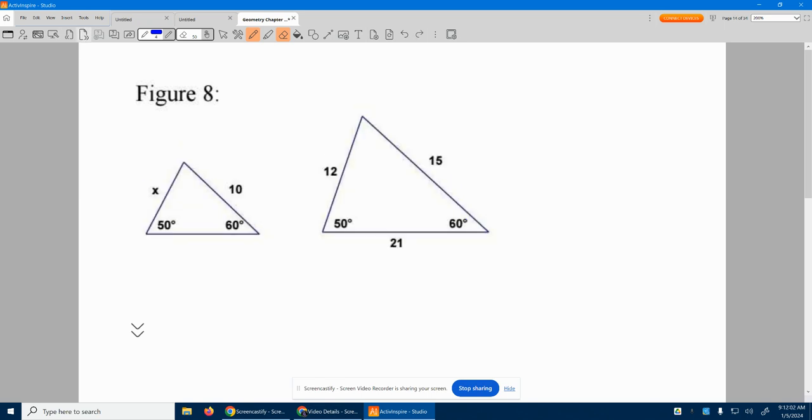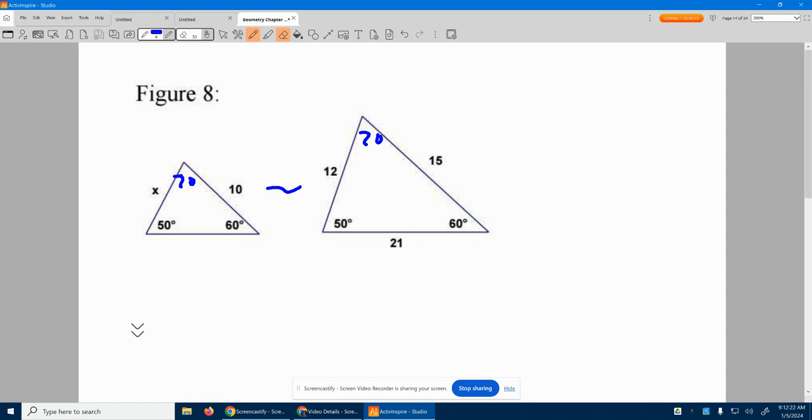Same situation, 50, 60, 50, 60. So we know this is 70, this is 70. And it told us they were similar in the directions, so we know they're similar triangles. So I'm trying to figure out how much they blew up. Notice this side 10 that corresponds with this side 15, I multiplied by 1.5. So I know I did X times 1.5 to get to 12.